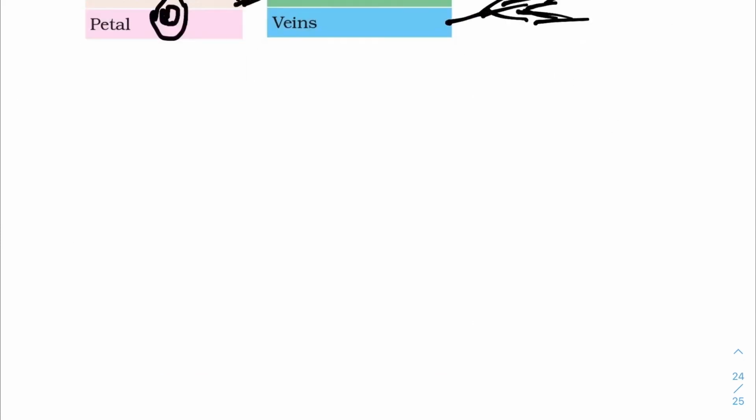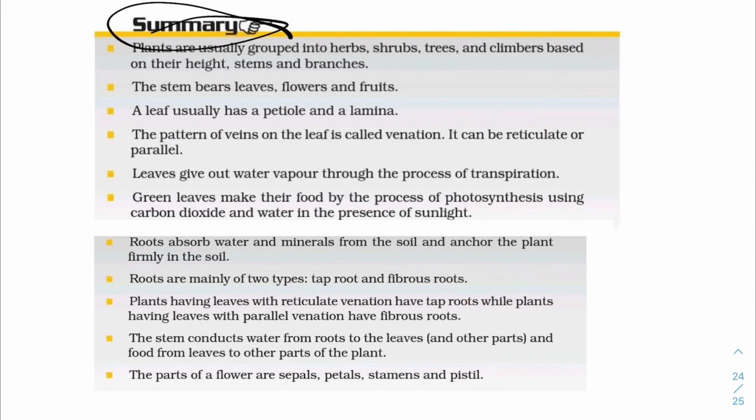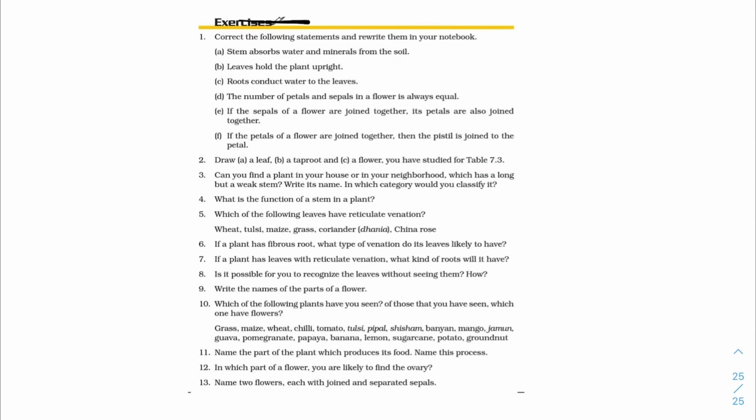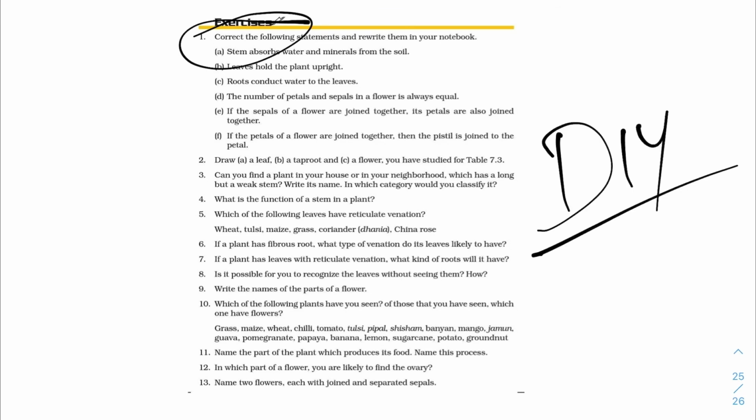So another thing is the summary. You can read it one by one yourself. We do not need to lose time for this. And here is the exercise. Kindly read each of the questions carefully and try to attempt. Just give it a reading. You will know every answer.